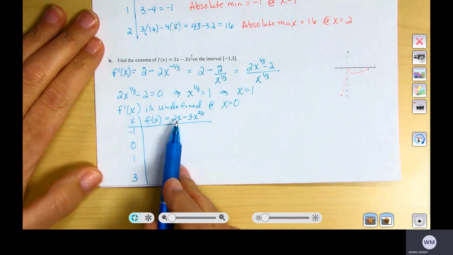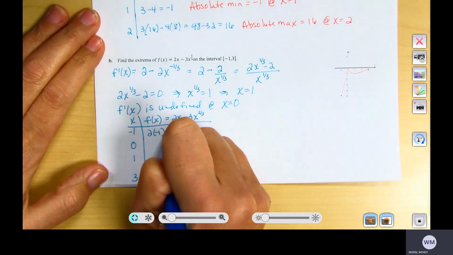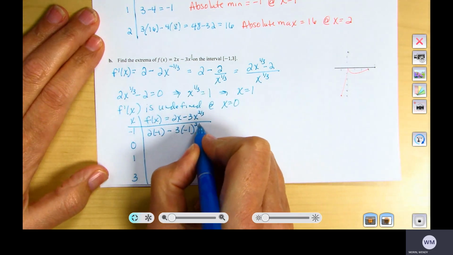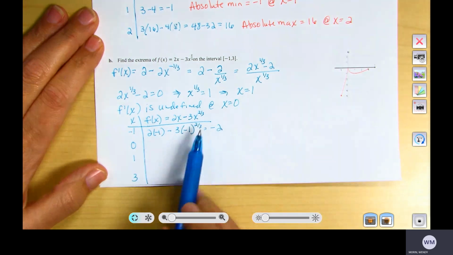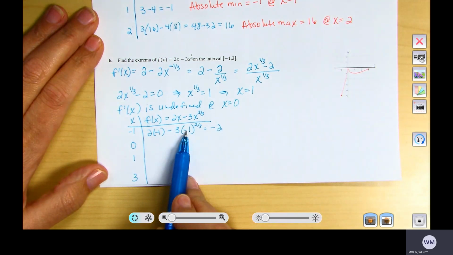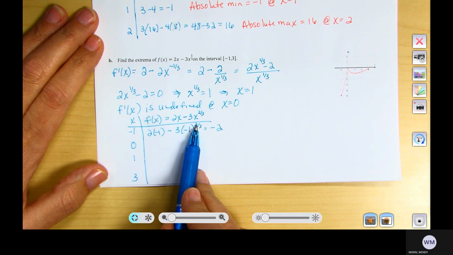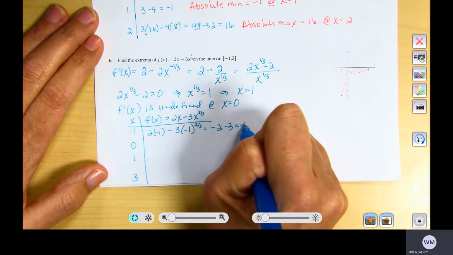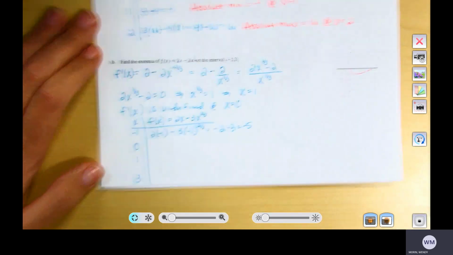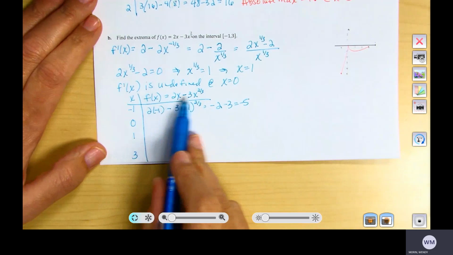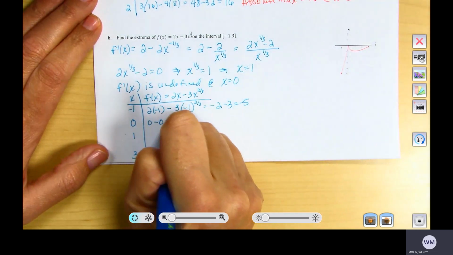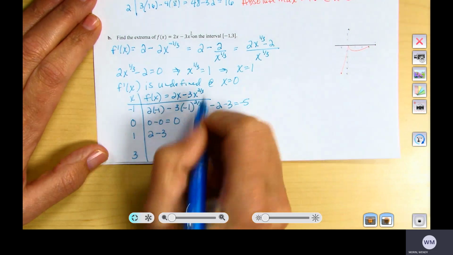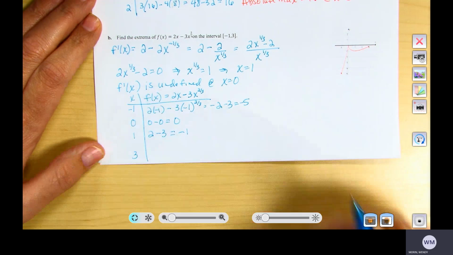Okay, so let's go ahead and evaluate. That's going to be 2 times a -1 minus 3 times a -1 to the 2/3. So that's -2. And this is the cube root of -1, which is a -1, squared. So that's going to be a +1 times a -3. And yes, this is non-calculator. So that's going to give you a -5. When we plug in 0, you're going to get 0 minus 0, which is 0. When you plug in a 1, you're going to get 2 minus 3, which will give you a -1.